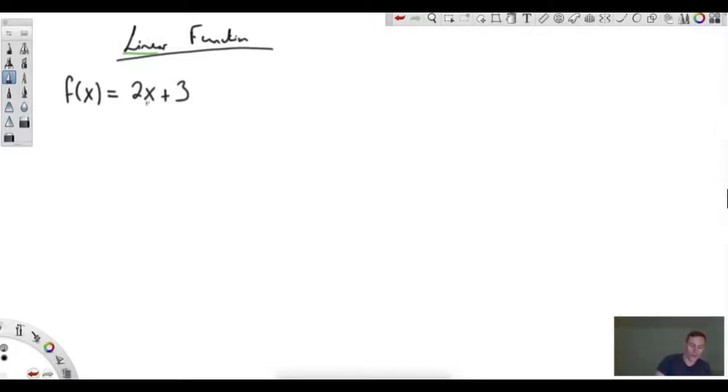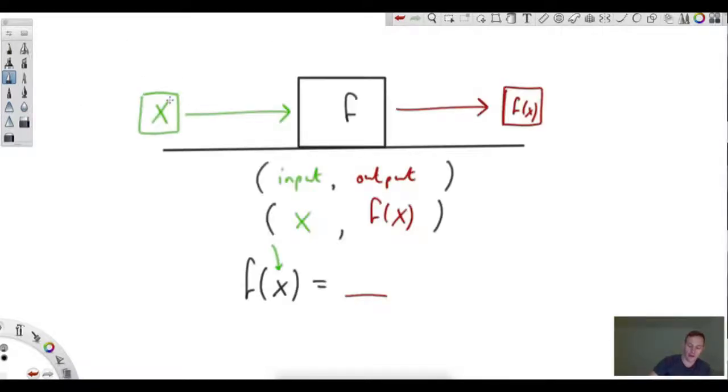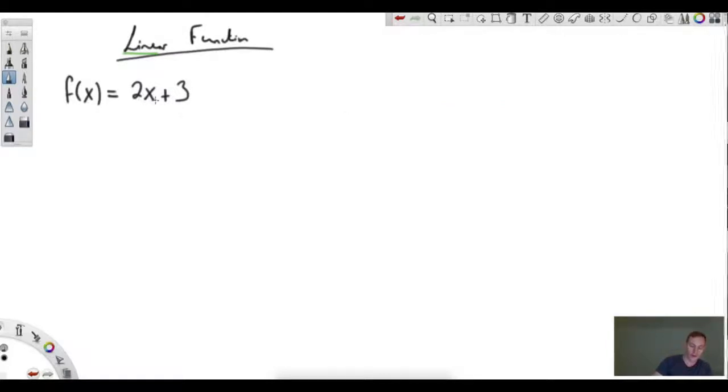Okay. So what does it mean? It means you take the number that you take in, first of all, multiply it by 2, and then add 3. So that's what's going on inside of this black box, inside of this machine here. The number comes in, first of all, it gets multiplied by 2, and then you add 3 to it. That's what's happening with this function here.